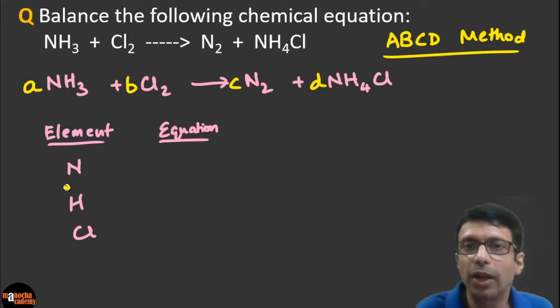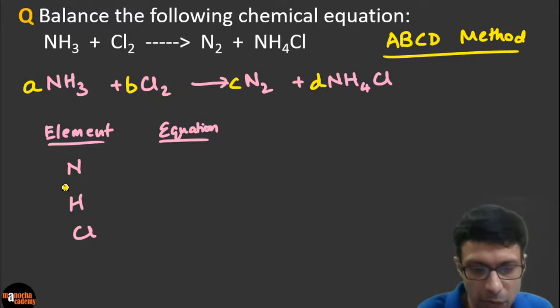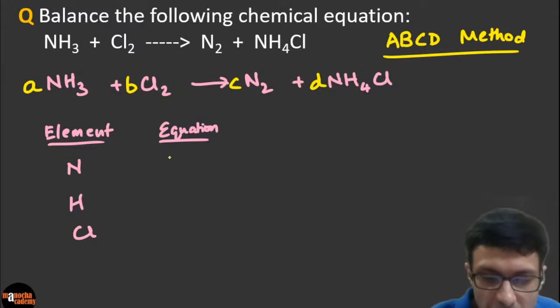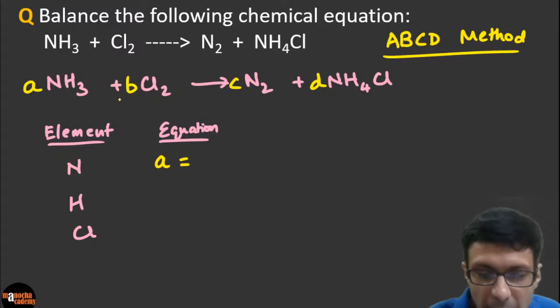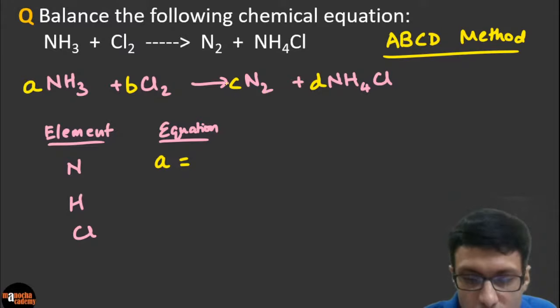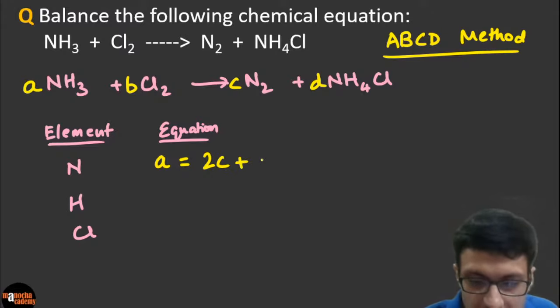How many atoms of nitrogen do we have on the left? You can see nitrogen is 1 in ammonia, and it's A times, right guys? So this equation is going to become A on the left. And on the right, how many nitrogen do we have? You can see it's 2 times C, because N2 into C, plus this is D. So can you see that we have 2C plus D here?